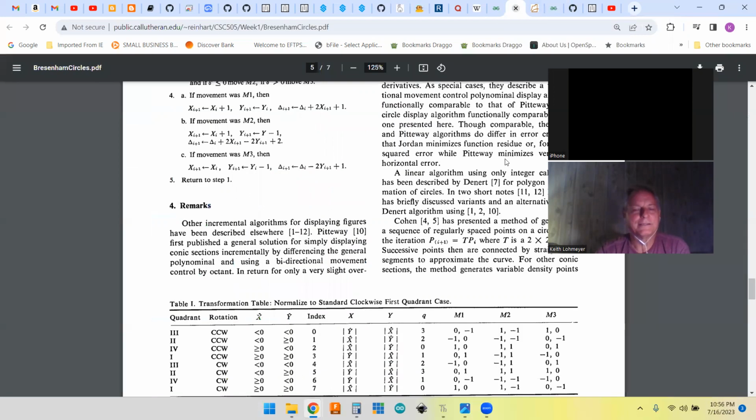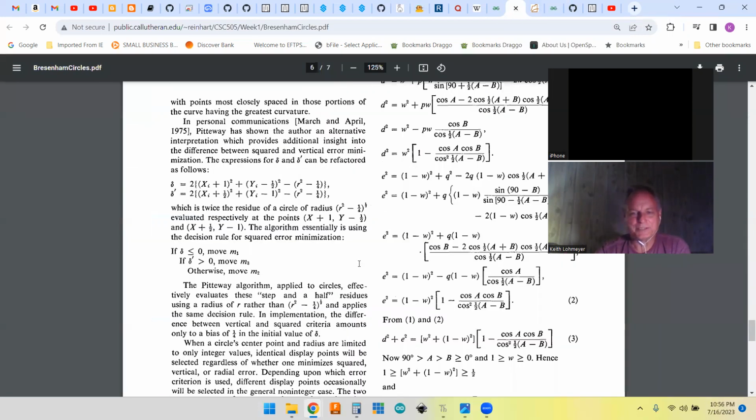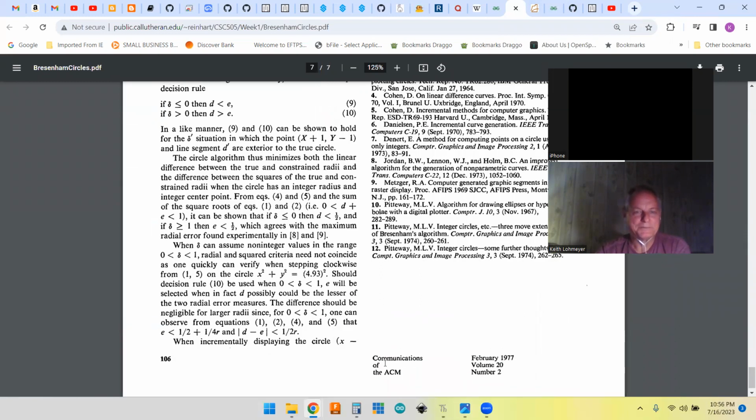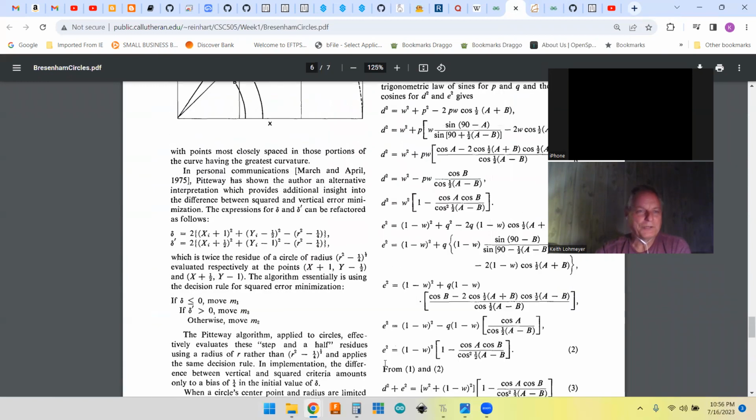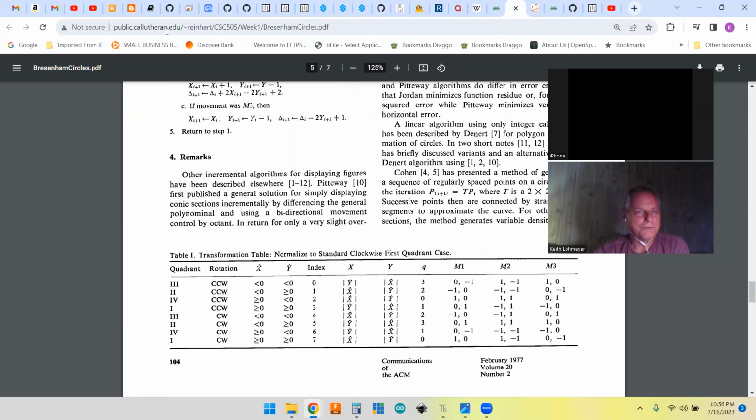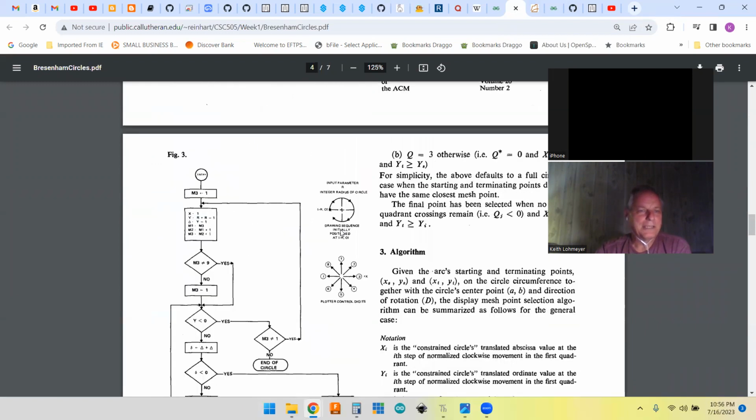I might not. Oh, here it is. So here's another one. This paper, let's go down to the bottom real quick. This paper is from February of 1977, and it's from some Lutheran college. So anyhow, this is another one. This is on the, how do you say it, Bresenham circles.